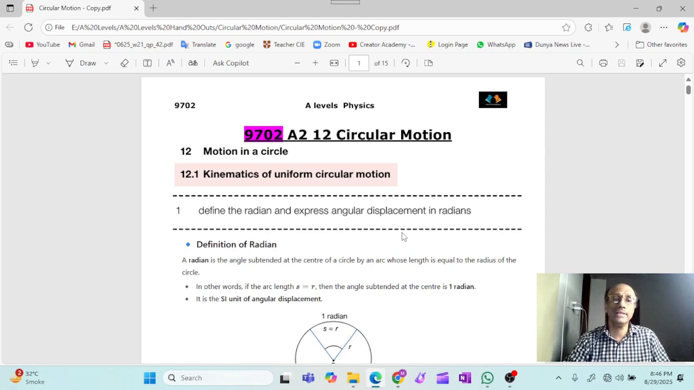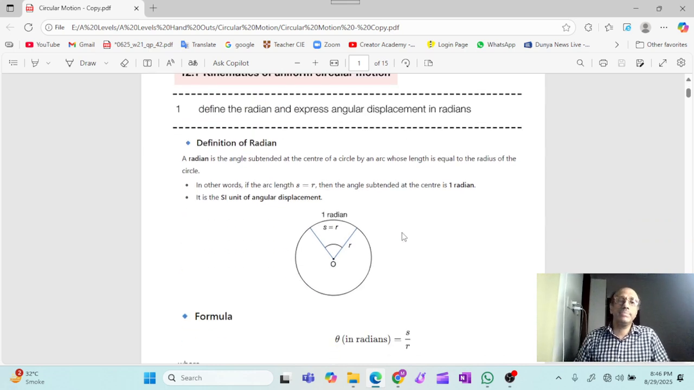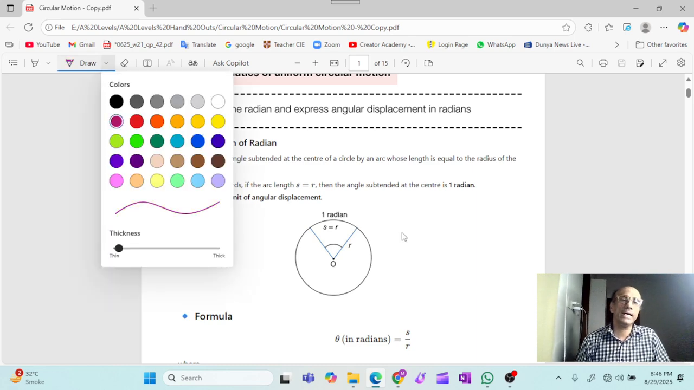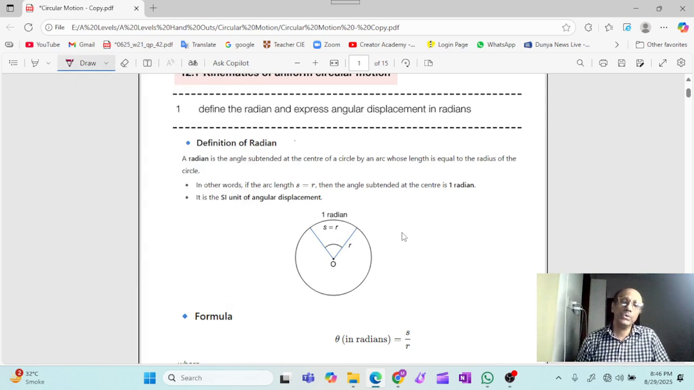So first of all, the definition will be asked in the paper: define the radian and express angular displacement in radians. Look, what is the definition of the radian? Let's suppose I start from point A, and this is the radius, which is equal to 4 centimeters. Then I cover an arc length which is also equal to the radius, that is 4 centimeters. Then the angle between A and B will be called the radian.